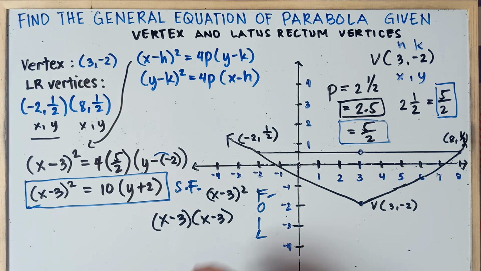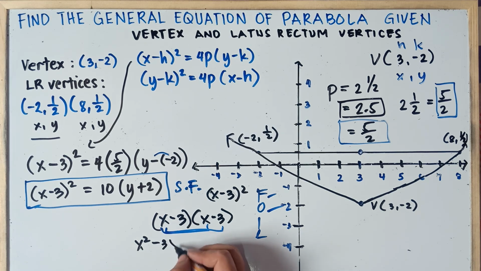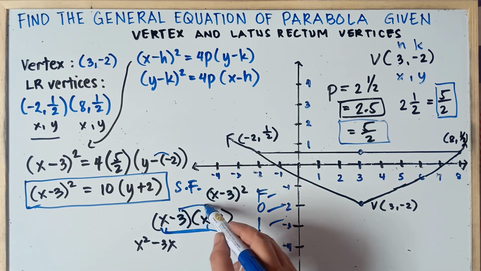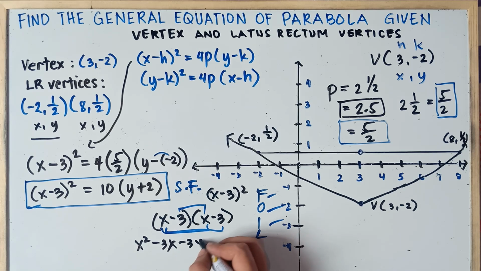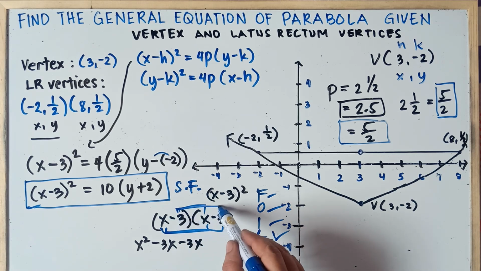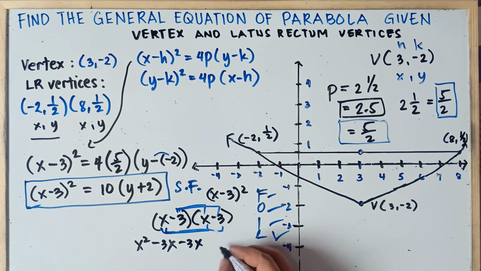So first, x times x, x squared. Alright, and then outer, x times negative 3, that's negative 3x. Inner, negative 3 times x, that's negative 3x. And then last, negative 3 times negative 3. Negative times negative is positive. 3 times 3 is 9. And then combine like terms, combine this one.